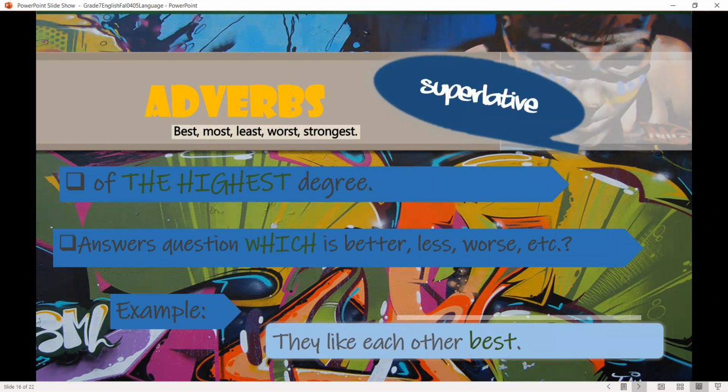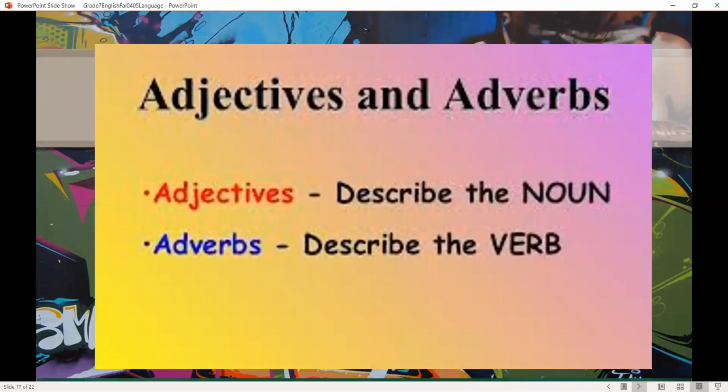It just is. They like each other best. It's not being compared to anything else. She thinks maths is the worst subject. So you're not comparing two things or more than one thing. Now we've gone through all the adverbs. Before we continue, always keep in mind the difference between the two, because I know it can sound confusing.